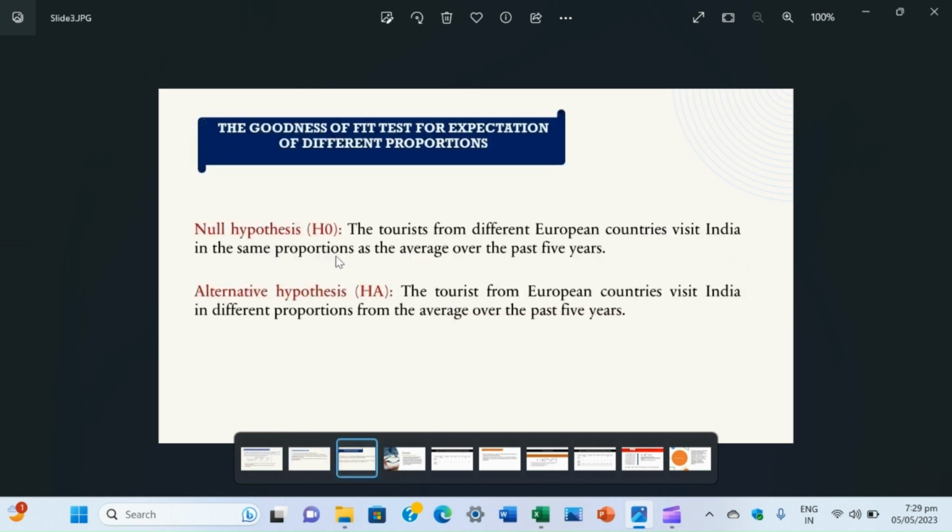And in another example, the null hypothesis will be that tourists from different European countries visit India in the same proportion as the average over the past 5 years. And the alternative hypothesis in this case will be that tourists from European countries visit India in different proportions from the average over the past 5 years. In such types of hypotheses, we use the chi-square test.